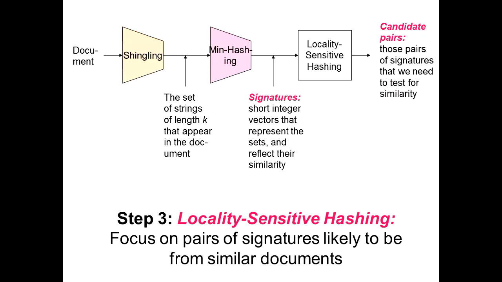But we haven't solved the most important problem: how to avoid the pairwise similarity computation. So the last step is locality sensitive hashing, which is widely used in high dimensional data for nearest neighbor search and some other problems. It focuses on pairs of signatures that are likely to be from similar documents. As a result, we only check these documents and avoid the other pairs. Thus, the number of comparisons is reduced significantly.